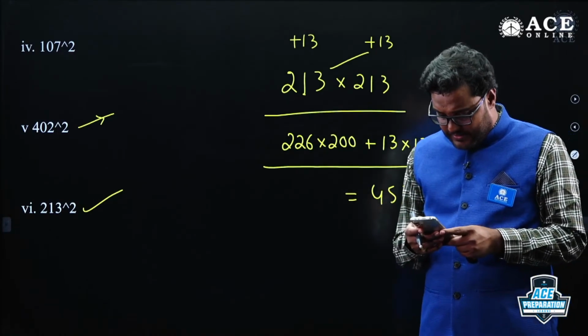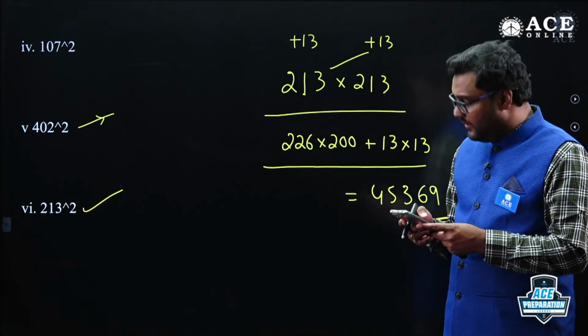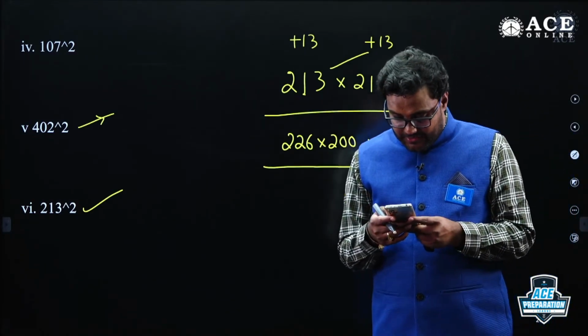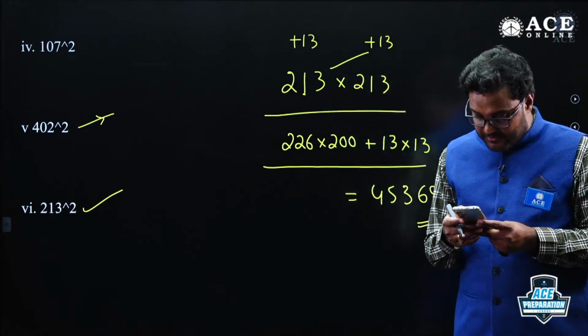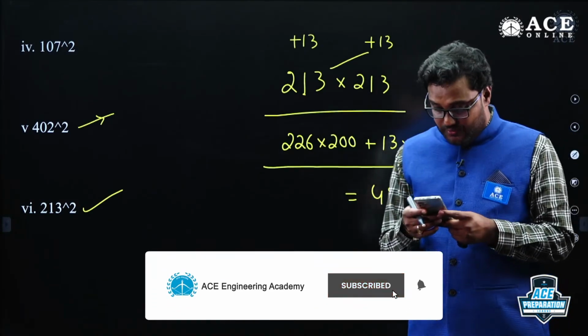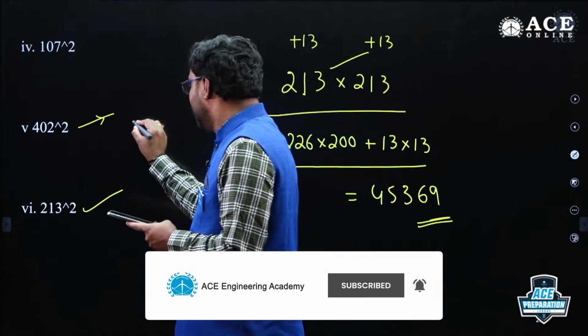I'm just checking your responses. Superb. Padmashri, Shivasai, Harideep, Ruchi Kashyap, Shivasai, good. So try for 402 square, guys. Excellent.